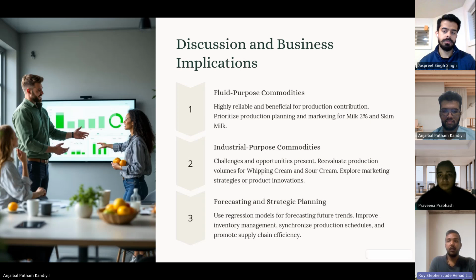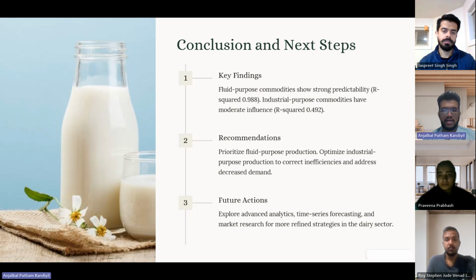Over to Anjal for conclusion. In conclusion, regression analysis proved invaluable for identifying key production drivers and inefficiencies in the company. Moving forward, Milkmax can enhance operations by integrating advanced analytics and market research.